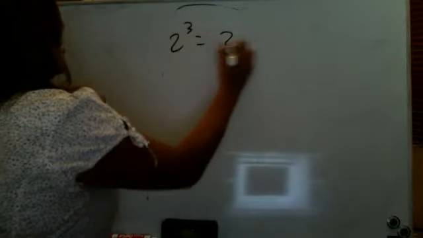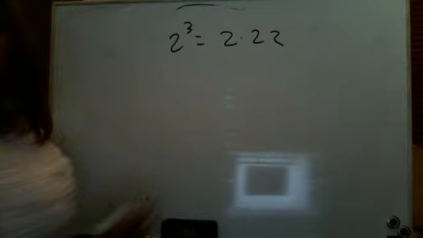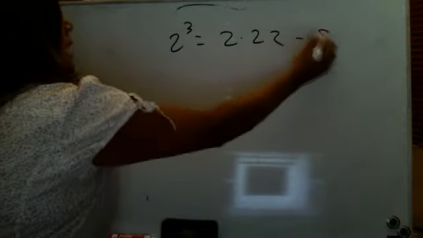Okay, this is Algebra 2, Saxon Lesson 2. We're going to talk about negative exponents. We said when you have 2 cubed, it's the same thing as saying 2 times 2 times 2, which is simply 8.